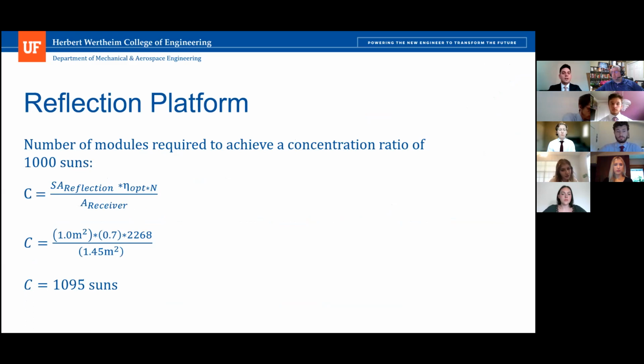The concentration ratio was determined using a ratio of total reflection area to the receiver area. And this ratio was multiplied by the optical efficiency to account for losses and the number of modules in the field. And that resulted in a concentration ratio of 1,095 suns.